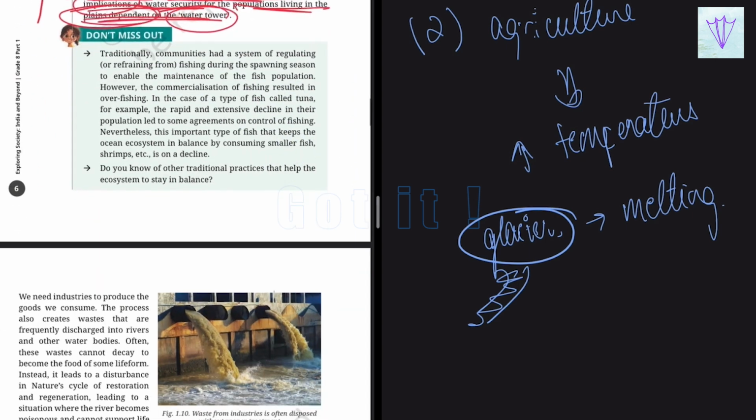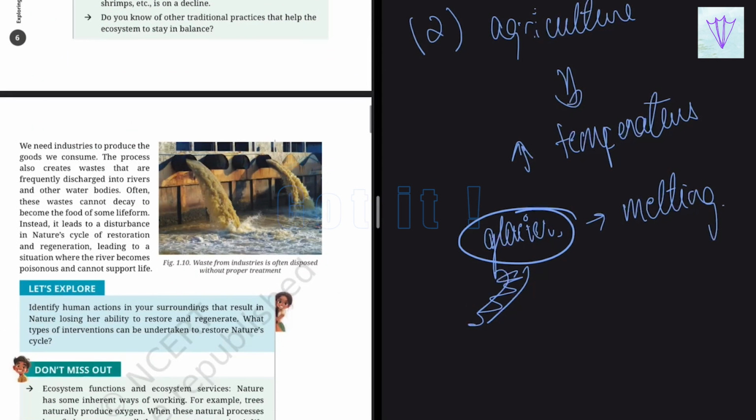So to summarize this whole thing, we need industries to produce the goods we consume. The process also creates wastes that are frequently discharged into rivers and other water bodies. Often, these wastes cannot decay to become the food of some life forms. So instead, it leads to an imbalance in nature's cycle of restoration and regeneration, leading to a situation where the river becomes poisonous and cannot support life.